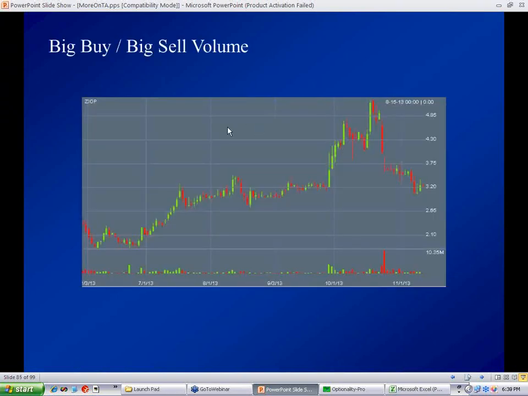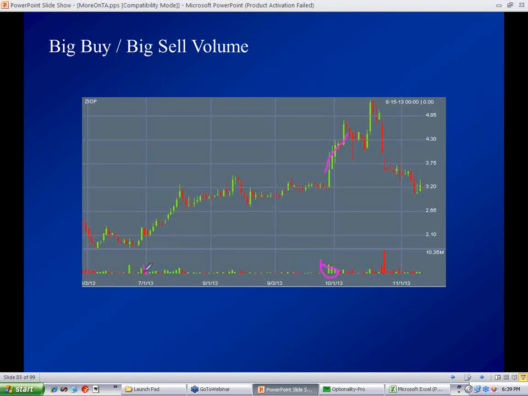The first one is very, very simple: big buy, big sell volume. You're going to say, Gar, that's too simple. No, it isn't. You'd be surprised how powerful this is. By big buy volume, that means price going up with above normal volume for the stock. And here's an example. This stock is obviously going up right here, right? But look at that volume. It looks like 6, 7, 8 times its normal.